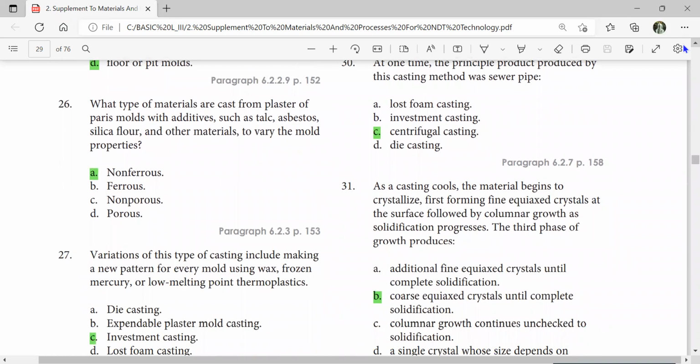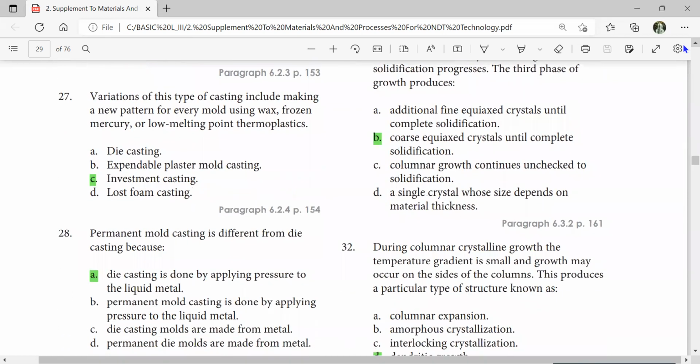What type of material is cast from plaster of Paris molds with additives such as talc, asbestos, silica flour, and other materials to vary the mold properties? Non-ferrous. Non-ferrous, we can use plaster of Paris. Variations of this type of casting include making a new pattern for every mold using wax, frozen mercury, or low melting point thermoplastic. Investment casting.